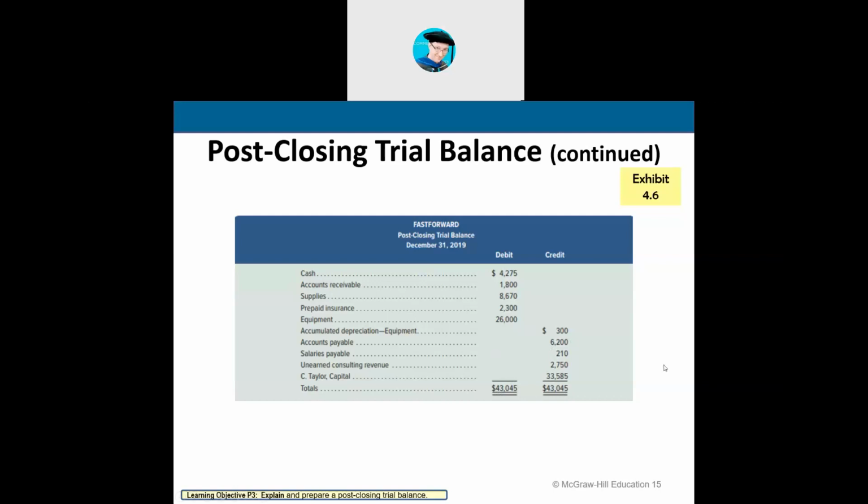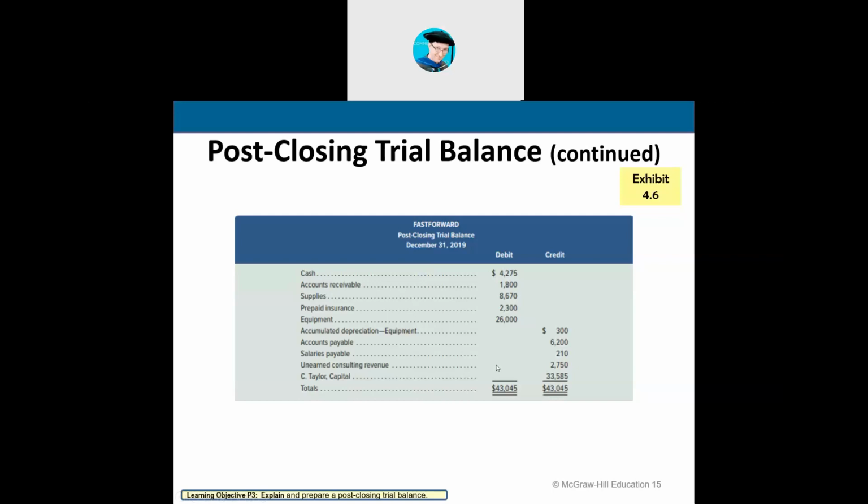Yes, please go ahead, Mark. So when you do debits and credits, do they have to balance out as the same? I'm sorry, can you repeat that question? Well, you said debit is 43,045 and credit is 43,045. Does the two have to match when you go to close out your balance? Yes, they must always balance. Absolutely. Great question.